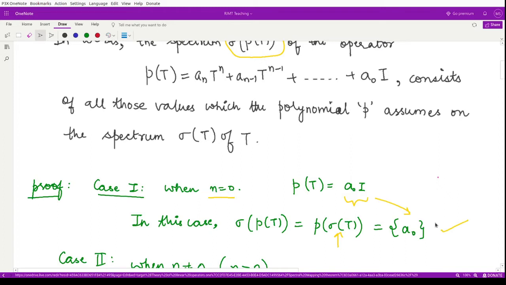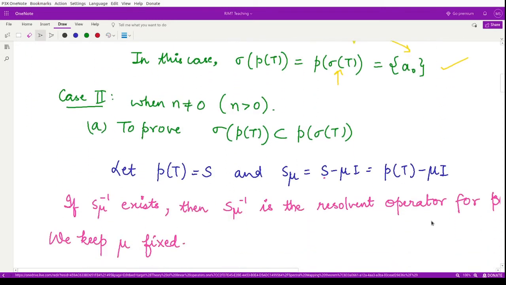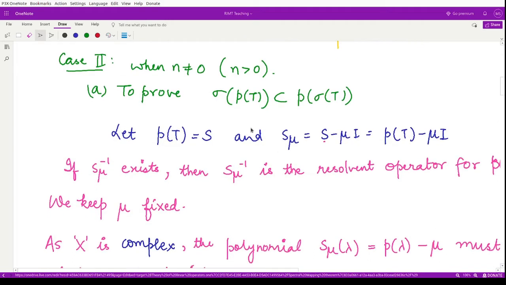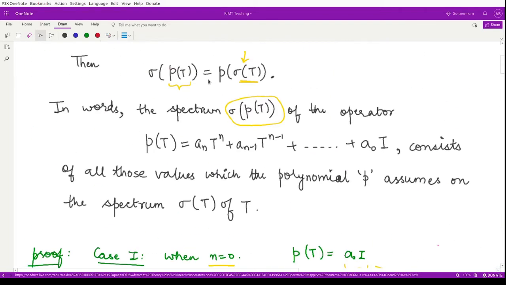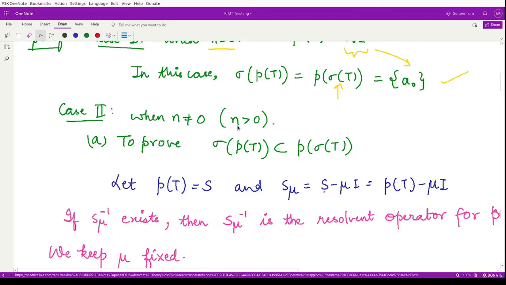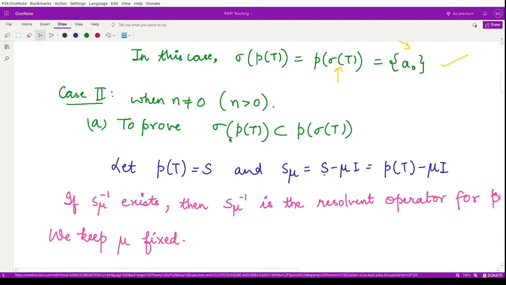For the next case, let us assume n is not equal to 0, that means we assume n is greater than 0. In this case, we shall prove the equality given in the theorem by proving two parts. First is the inclusion sigma of P of T is contained in P of sigma T, and in the second part we'll prove the reverse, that means P of sigma T is contained in sigma of P of T. So this is what we wanted to prove here. Let's proceed with this part.